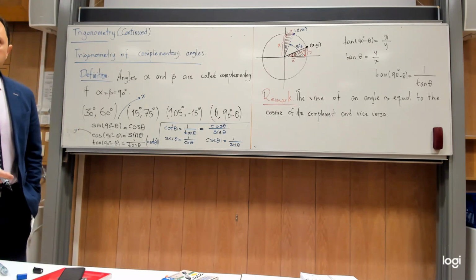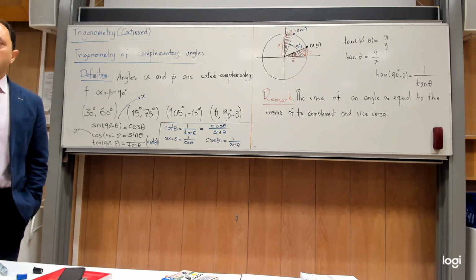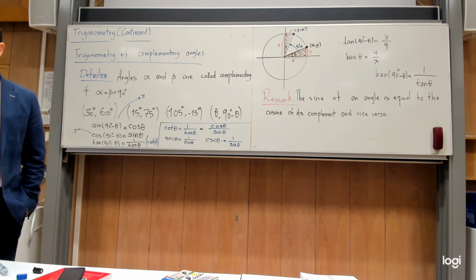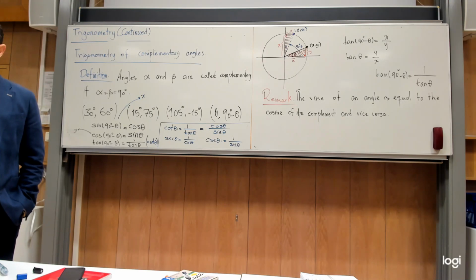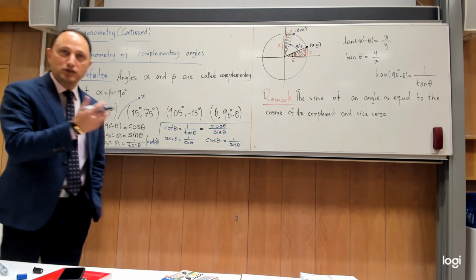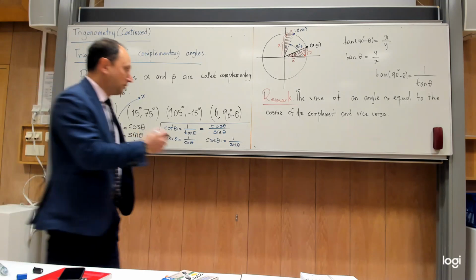Yes or no? Yes. So for example, sine of 30 degrees is equal to cosine of 60 degrees. Okay? Cosine of 15 degrees is equal to sine of 75 degrees. I don't know, sine of 105 degrees is equal to cosine of negative 15 degrees. But cosine of negative 15 degrees is equal to cosine of 15 degrees. So you see, you can explore these things without actually using the unit circle anymore.